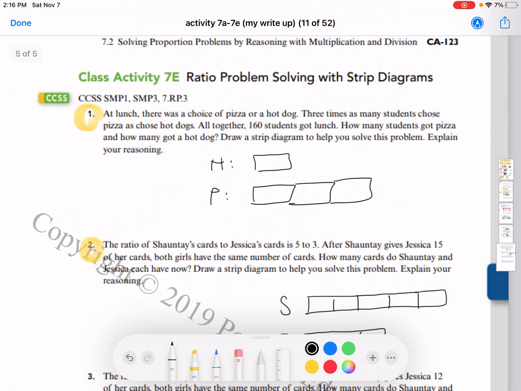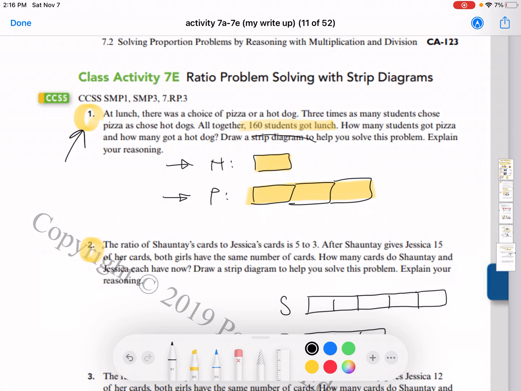All right, last problems. 7E, number 1. So again, I'm going to use strip diagram methods. It says at lunch, people could choose pizza or hot dogs. And it says the number of students that wanted pizza was 3 times the number of students that wanted hot dogs. But altogether, if 160 students got lunch, how many got pizza and how many got hot dogs?